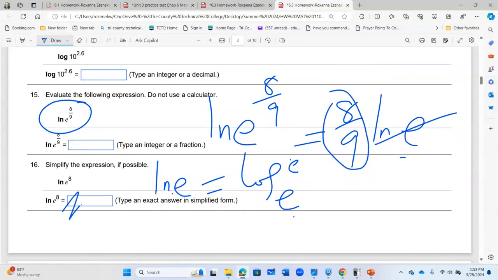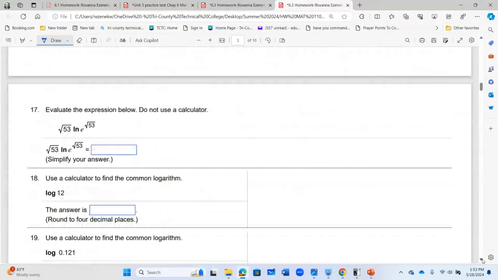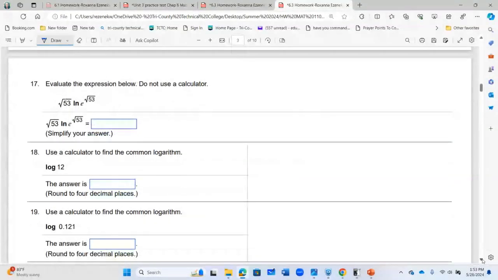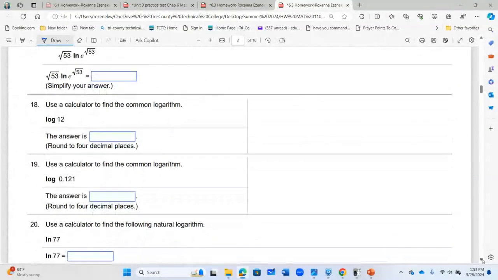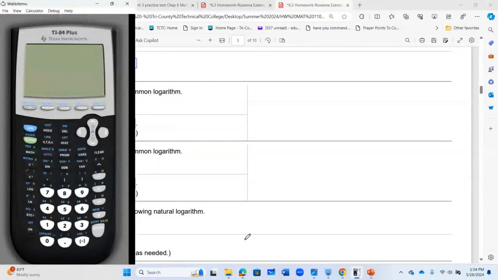Like this one too, you will be able to solve that, and you can use a calculator to find this. Whenever there's no base written for the log, the base is 10. If you're not given the base, then the base is 10. Like here, number 19, if I'm told to solve that, I'll get my calculator. Because there is no base, I will just put it in my calculator.